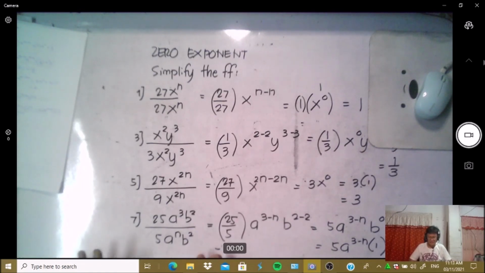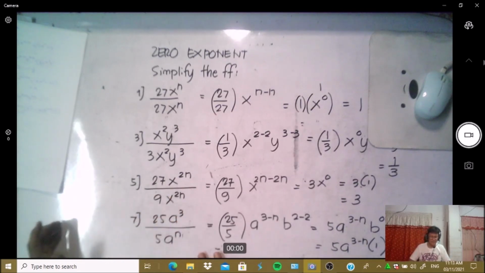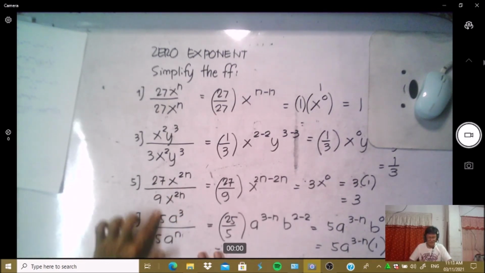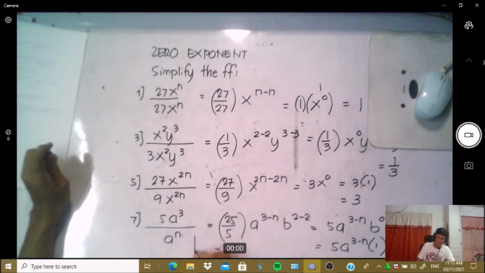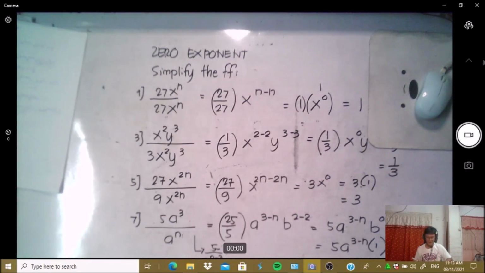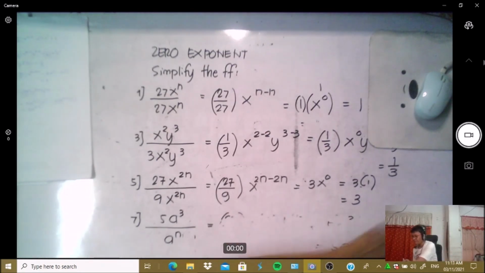Okay, so just b squared, so just remove this one. Okay, so that is simplified. Then 25 divided by 5 is 5. Then we have 5a cubed over a raised to n. So you can also write here as 5 over a raised to n minus 3. So that can also be done. We can also do the same.